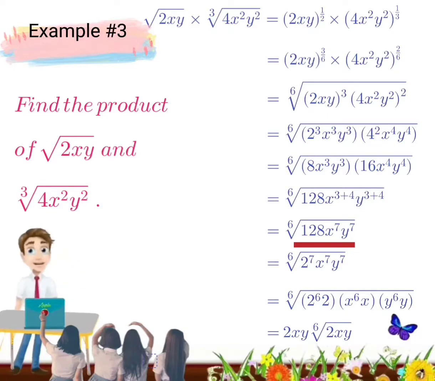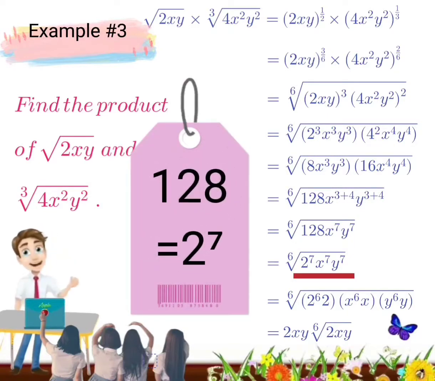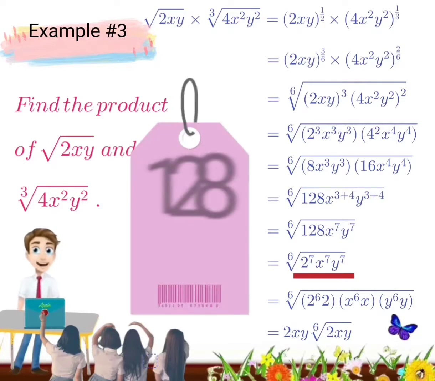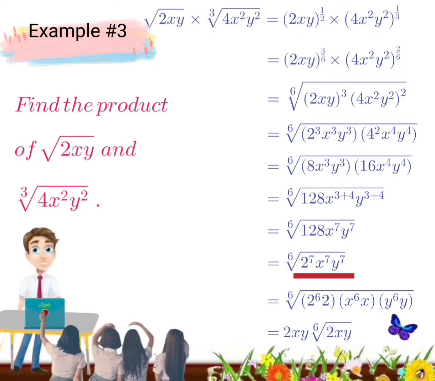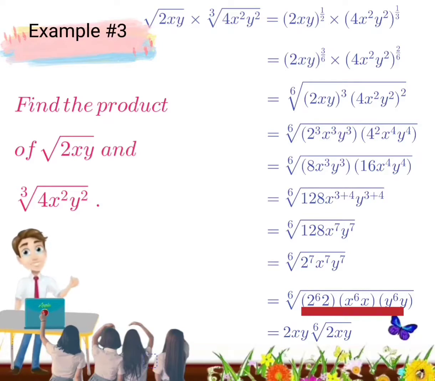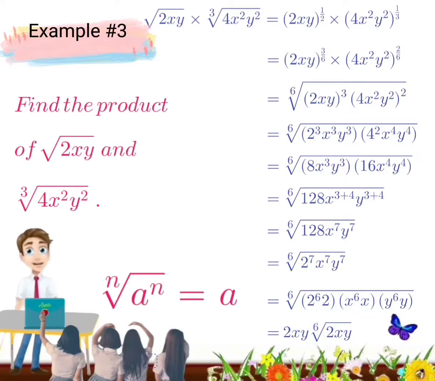And getting now the 6th root of 2 raised to 7, x raised to 7, y raised to 7, so that is equivalent to 6th root of 2 raised to 6 times 2, x raised to 6 times x and y raised to 6 times y. And again, applying the property of the exponent, the property of radicals such that if they have the same index and exponent, then the answer is the base.